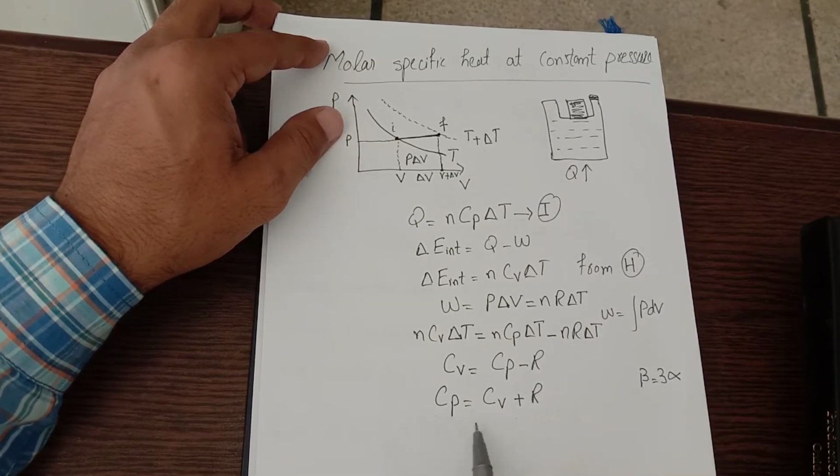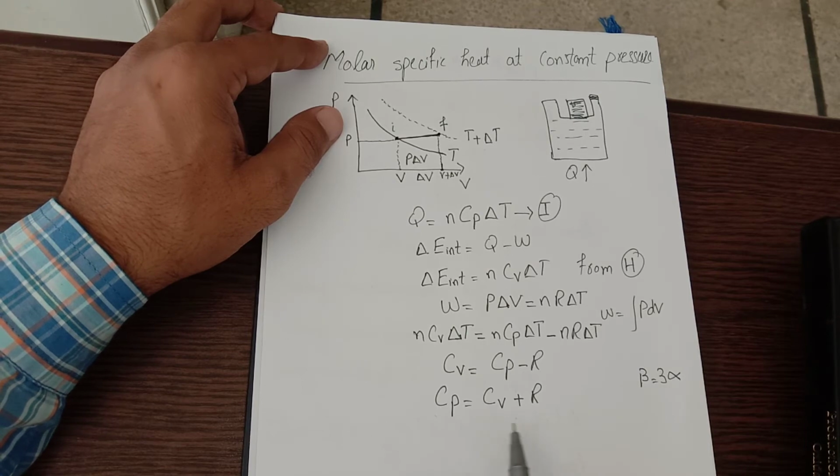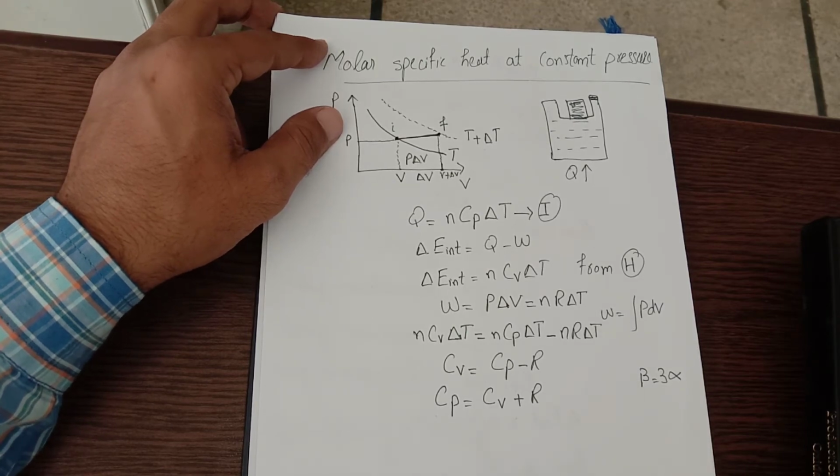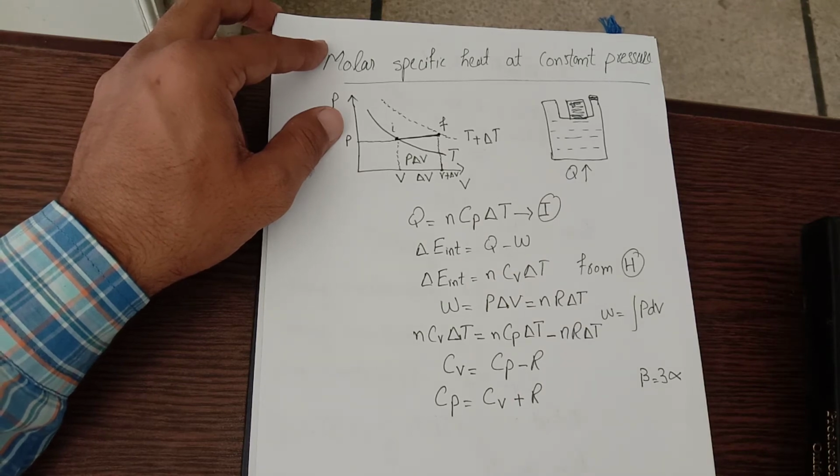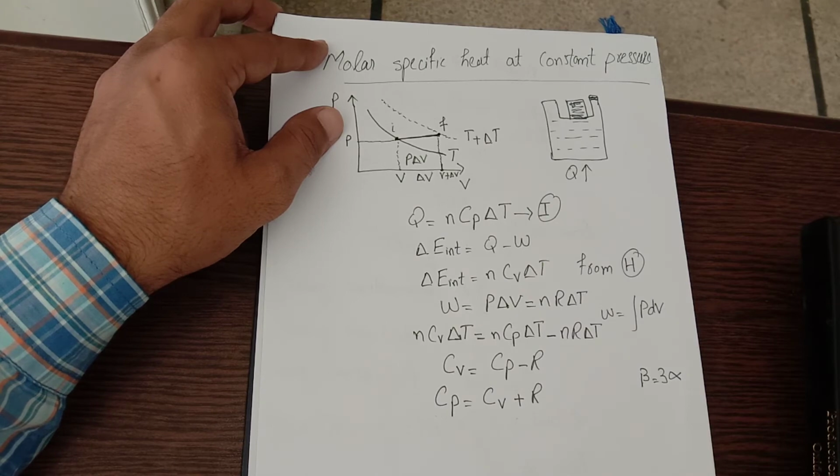This prediction of molar specific heat at constant pressure and constant volume is not only for monoatomic gases but also for other gases, as long as our assumption of ideal gas, that density remains small, is valid.